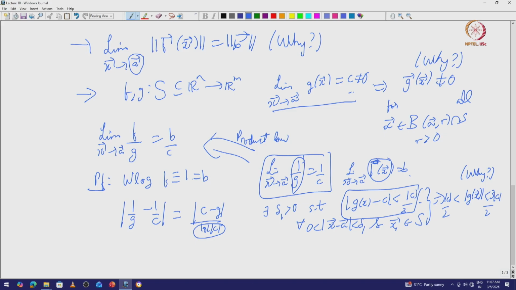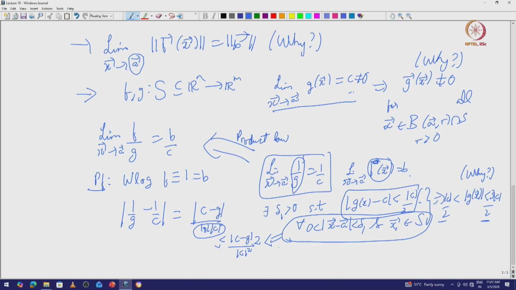G is basically mod C divided by 2 far away from C. So at most it will reduce to mod C by 2 and increase to 3C by 2. Again, please do this as an exercise. Yeah, it's rather straightforward. As a consequence, this is less than C minus G divided by mod C square times 2 whenever this happens. Okay?